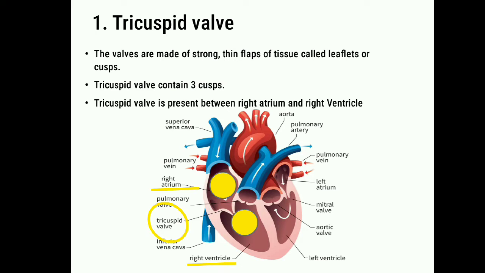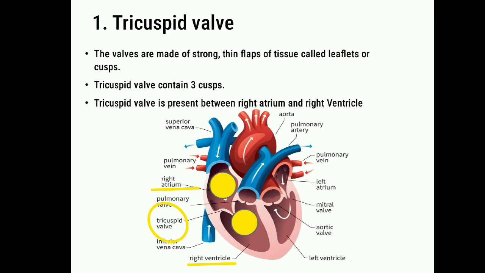The valves are made up of strong, thin flaps of tissue. They are called leaflets or cusps. From this word only, we are naming this valve as tricuspid valve. Tricuspid valve contains 3 cusps or 3 flaps.